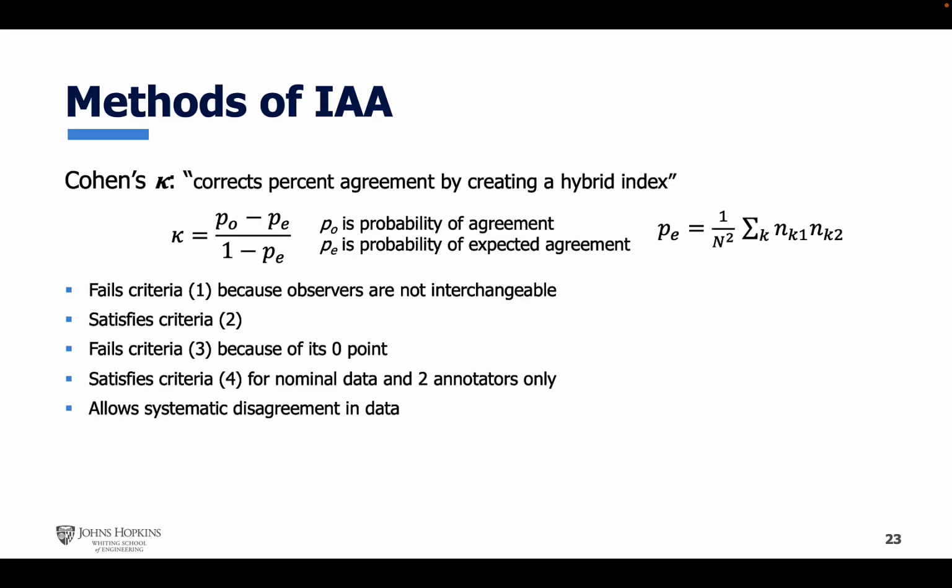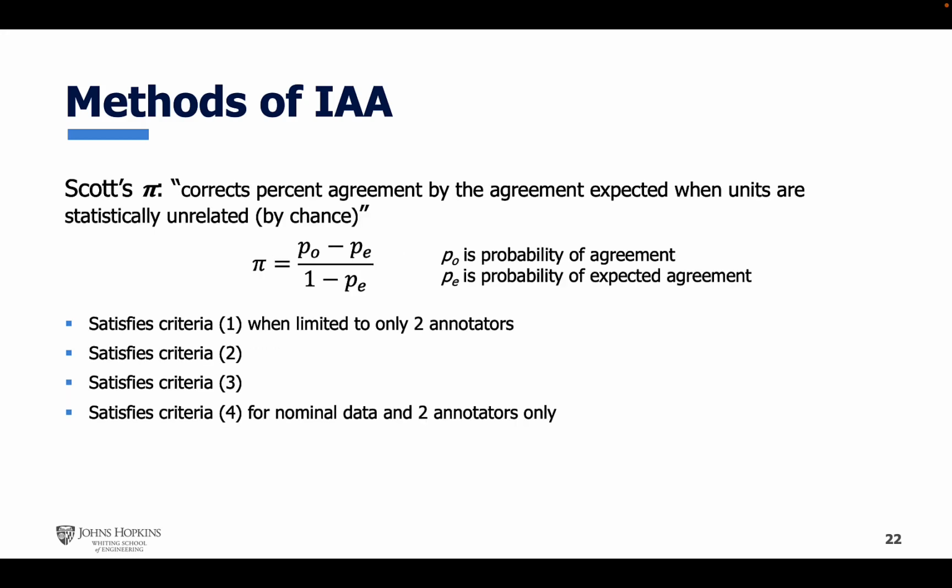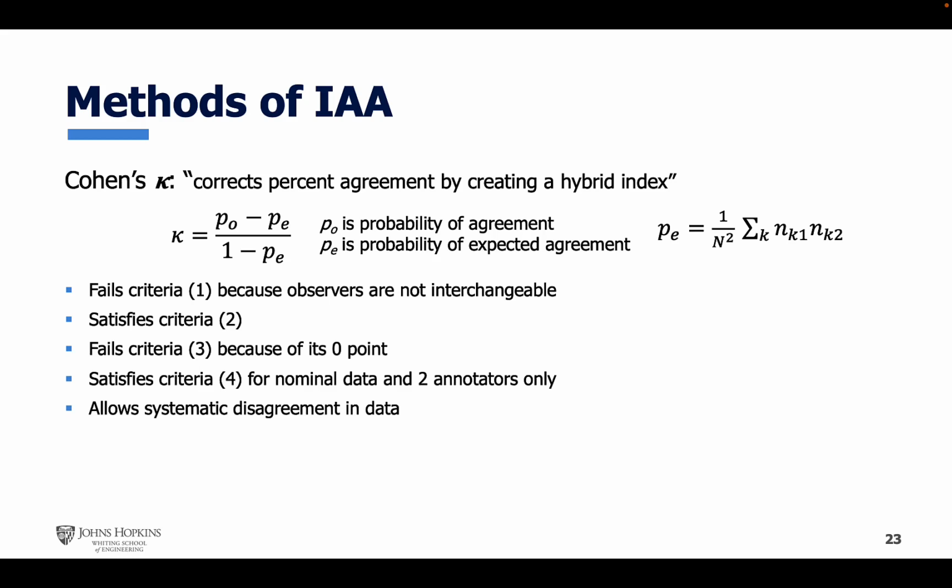Now we're going to switch here. I don't know if you noticed this, but when we go to Cohen's kappa, look at that kappa statistic. Probability of agreement minus probability of expected agreement over 1 minus probability of expected agreement. Let's go back. Doesn't that look the same? Probability of agreement minus probability of expected agreement over 1 minus PE. What's different? The difference in Cohen's kappa is the way in which we calculate the expected probability.